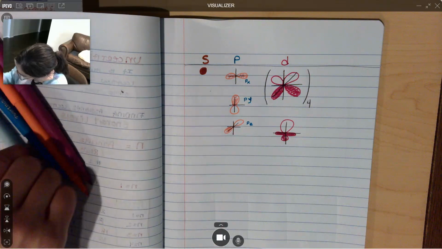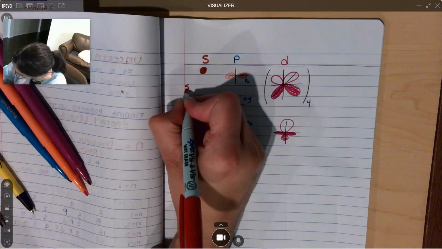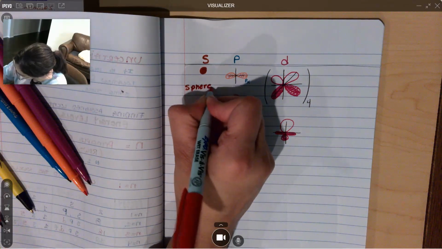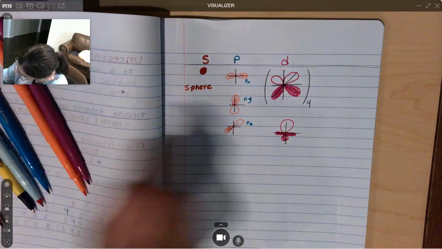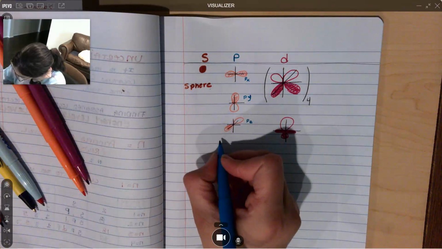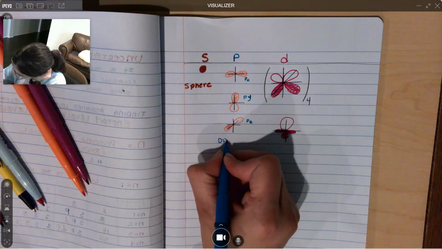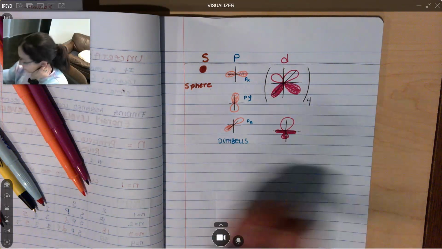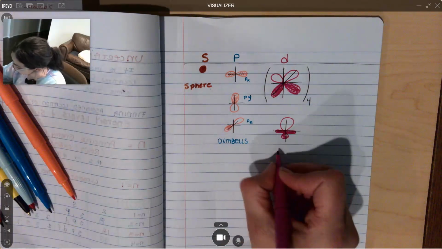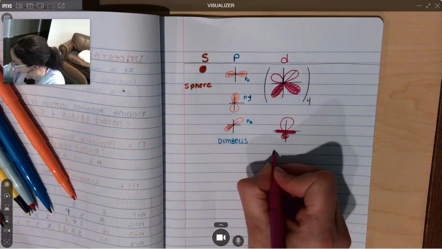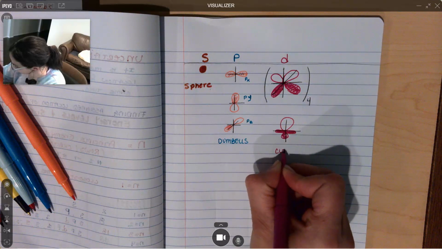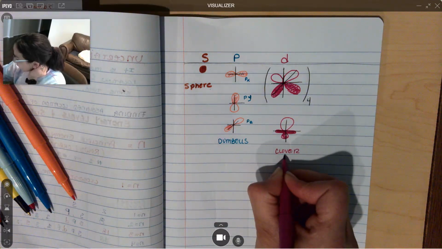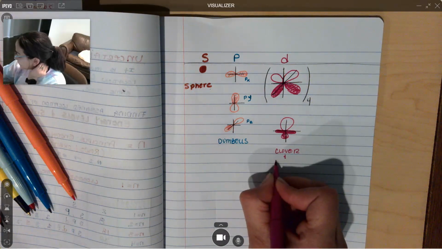So let's write their names down. This one right here, we said is a spear-like shape. The p sublevel are dumbbells. So these are like our dumbbell shapes. The d sublevels, we're going to call it the four-leaf clover. So the clover and the pacifier.